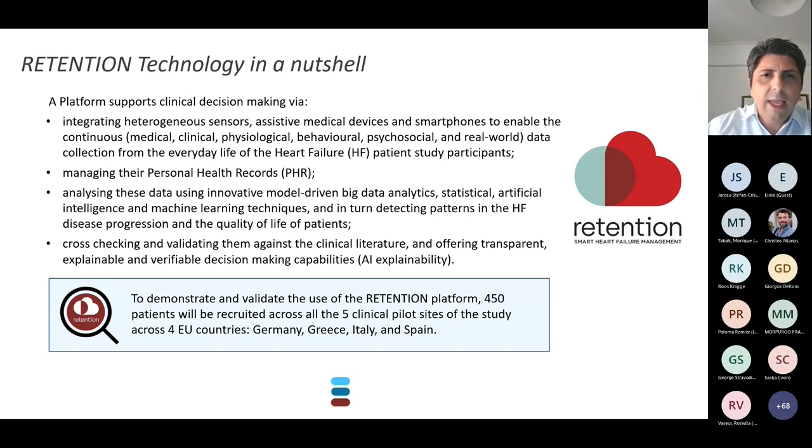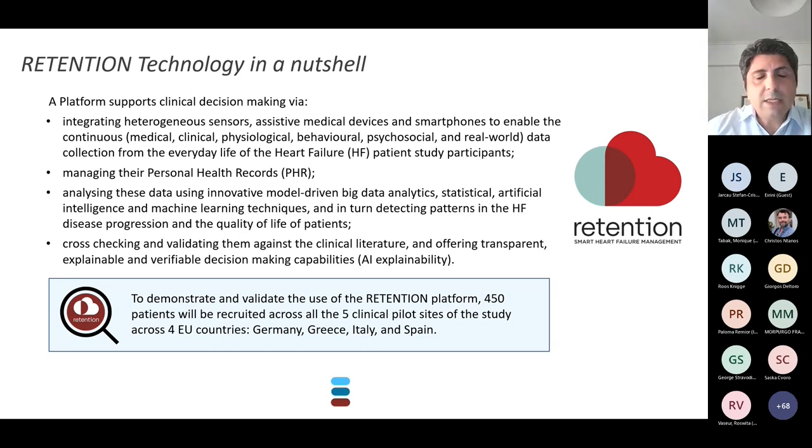So, the whole idea is to reduce mortality and hospitalization rates, improving their quality of life and other well-being factors. Technically speaking, such continuous data collection related to the three types of heart failure patients involves around 400 parameters.